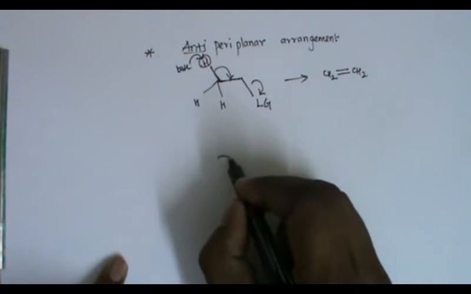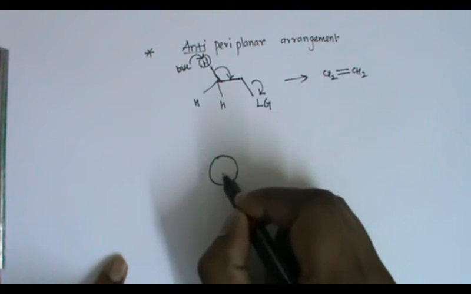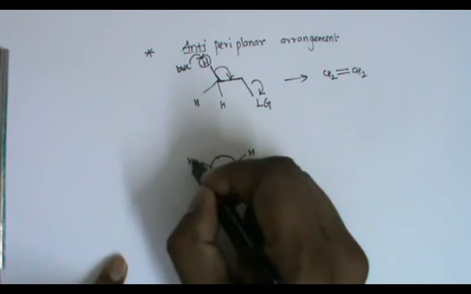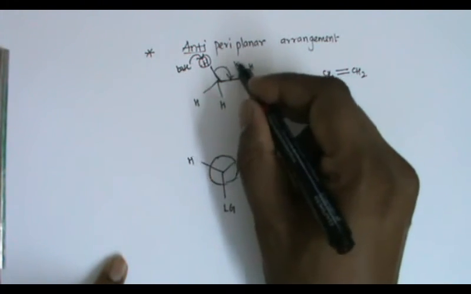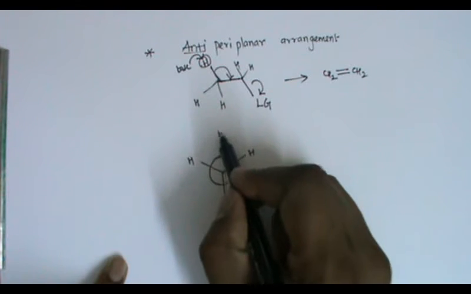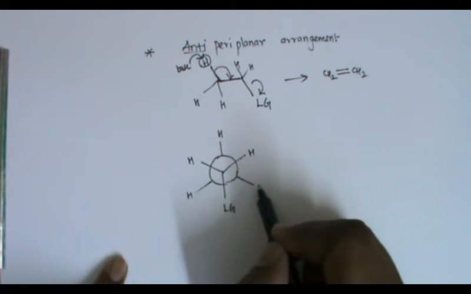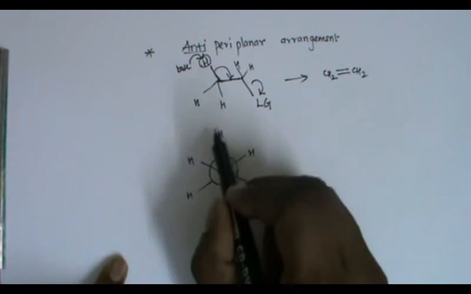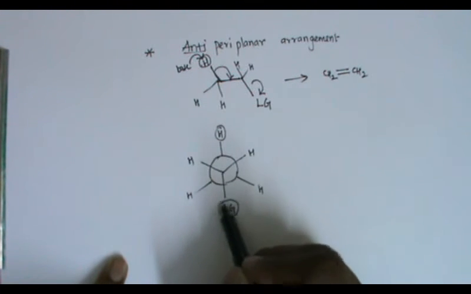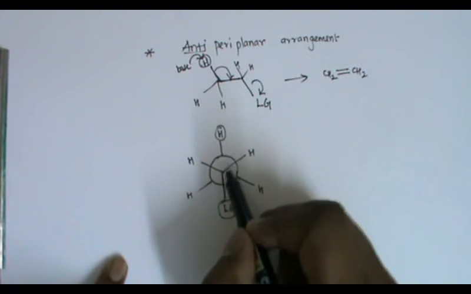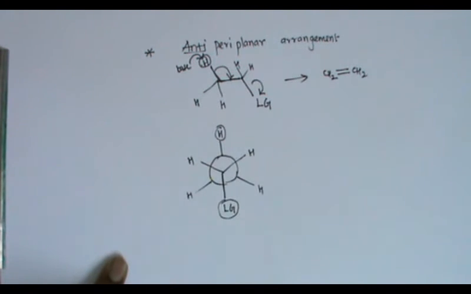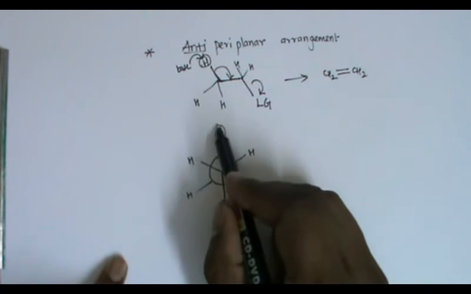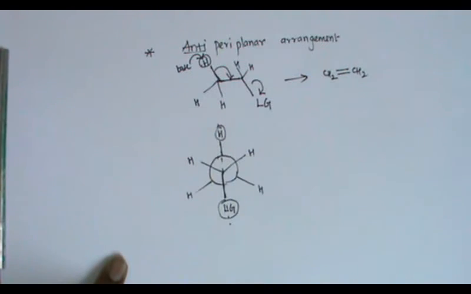I can explain this easily with the Newman projection. I go like this. This is the leaving group, and with the front carbon there are 2 hydrogens, that is this hydrogen. The rear carbon, I have 3 hydrogens like this. Now this hydrogen, the leaving group, this bond and the carbon-carbon bond, all these 3 bonds and 4 atoms are in the same plane. You can see this is the plane.